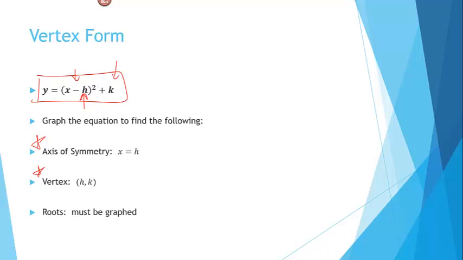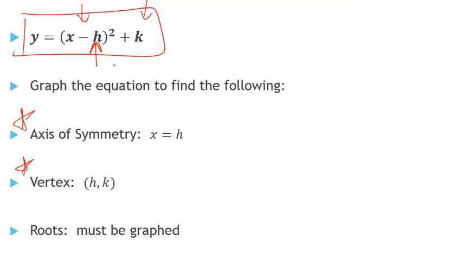Now notice we have a negative h, but we don't have a negative here, do we? We don't. So whatever's on the inside, our axis of symmetry will be whatever h is, but without the negative sign. So if we had an x plus h on the inside, then our axis of symmetry would be x equals negative h, okay?